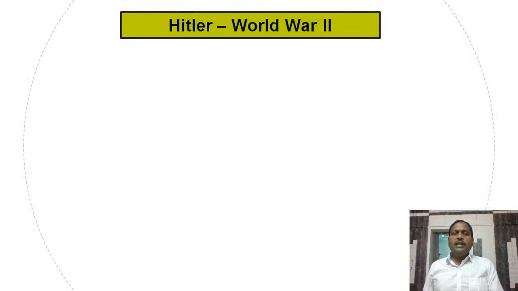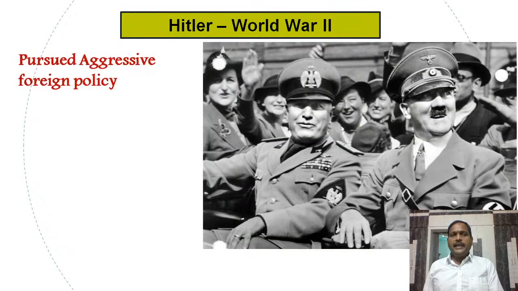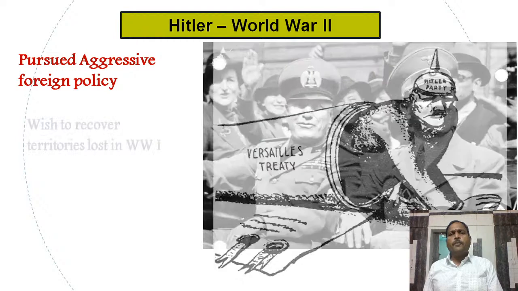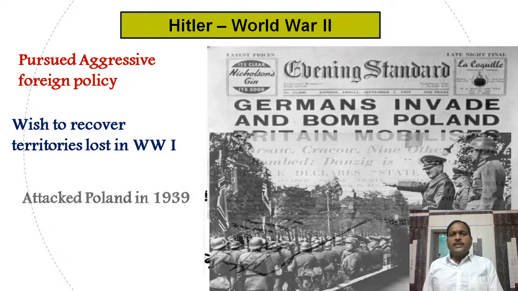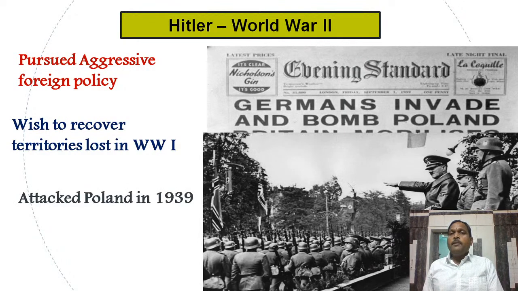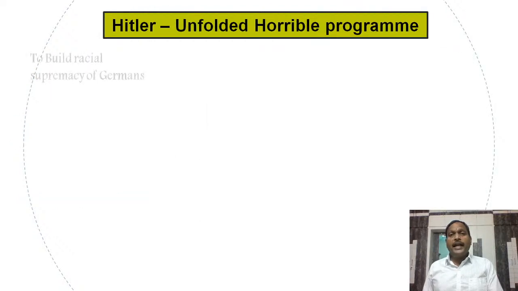Yes, what happened in World War II with Hitler? We can see he had an aggressive foreign policy. He had no mitigation, no bilateral relations, no peaceful relations with any country. Next, he wanted to wipe out the principles laid down in the Versailles Treaty. He wanted to come out of the Versailles Treaty. Next, he invaded Poland for the Polish corridor. An inhuman program was unfolded by Adolf Hitler.